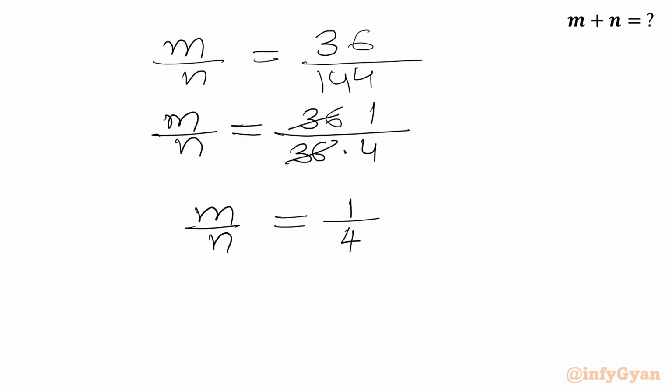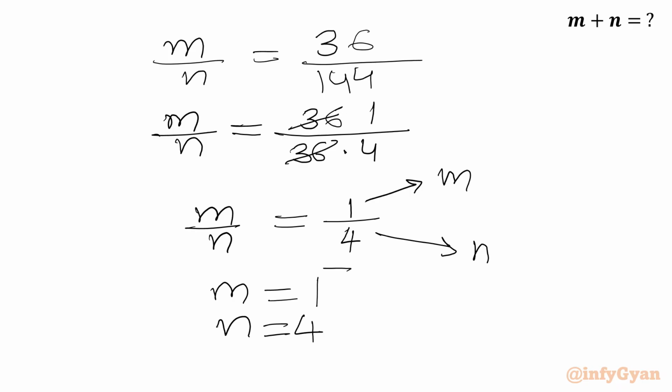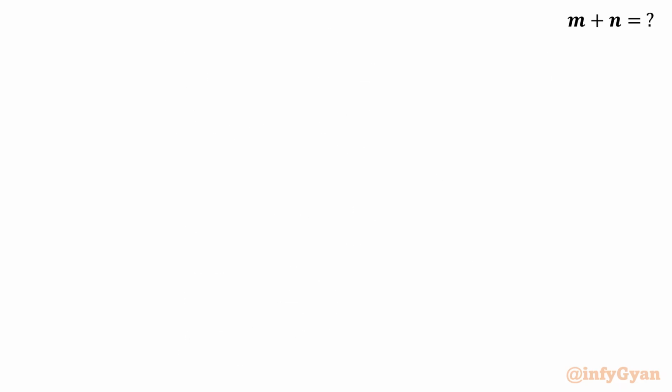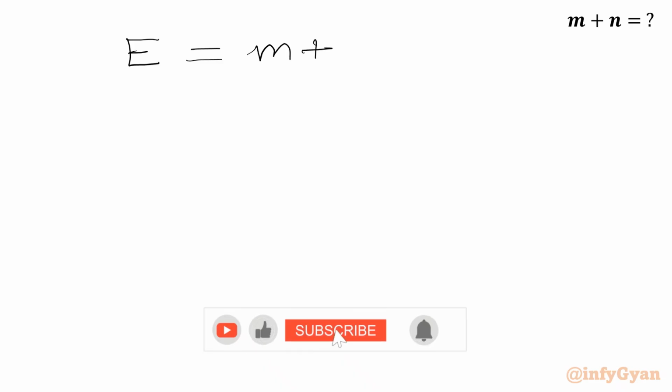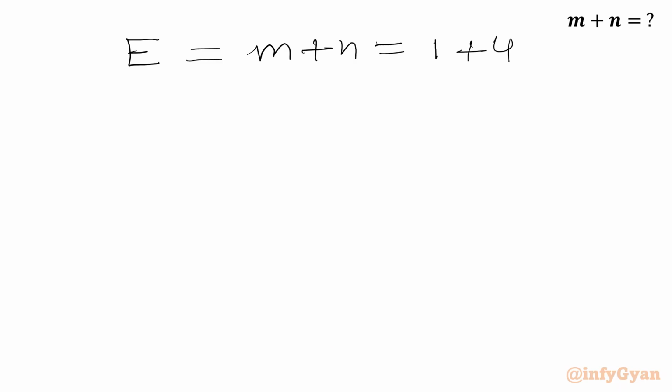So if we check, this is our m, this is our n, and there are no common factors between m and n other than 1. So I will write here m equal to 1, n equal to 4. Now we have to calculate this expression. So we will write our answer, expression E equal to m plus n equal to 1 plus 4. So the m plus n value will be equal to 5.